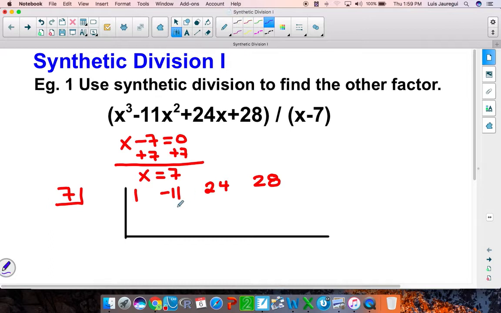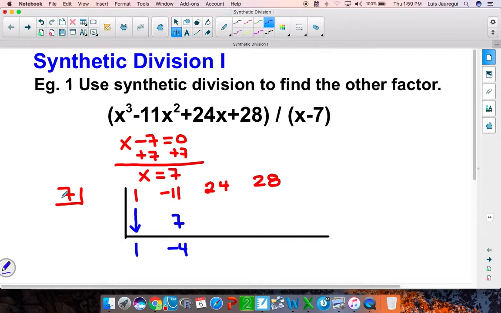Now what we do, we start off by pushing the leading coefficient down. And let's start by doing multiplication. What's 7 times 1? Well, that's 7. We're going to record it here, and then we're going to add these two numbers. So negative 11 plus 7 is negative 4.